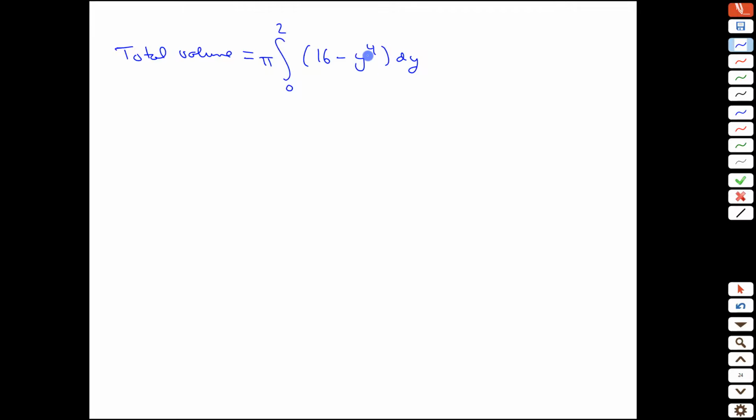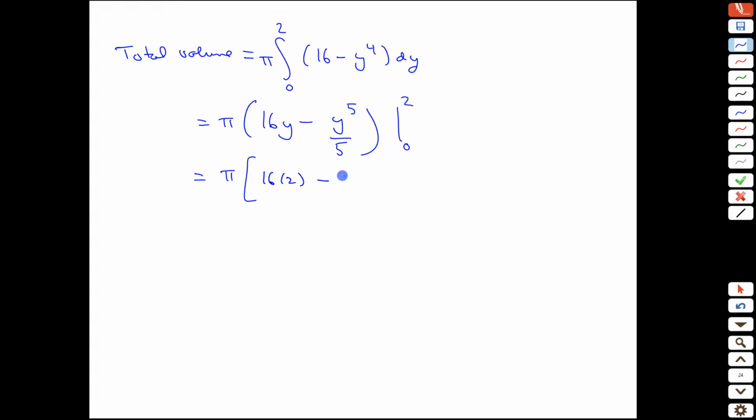Looking at this integral, it's something that we can integrate by inspection. The integral of 16 is 16y if y is our variable. And for the power 4, we add 1 to the power, divide by the new power, and we'll evaluate that at 2 and 0. Keep the pi out front of everything else. We'll have 16 times 2 minus 2 to the 5 over 5. All of that minus 0. And if y is 0, we'll get another 0 there. And that's not too bad.